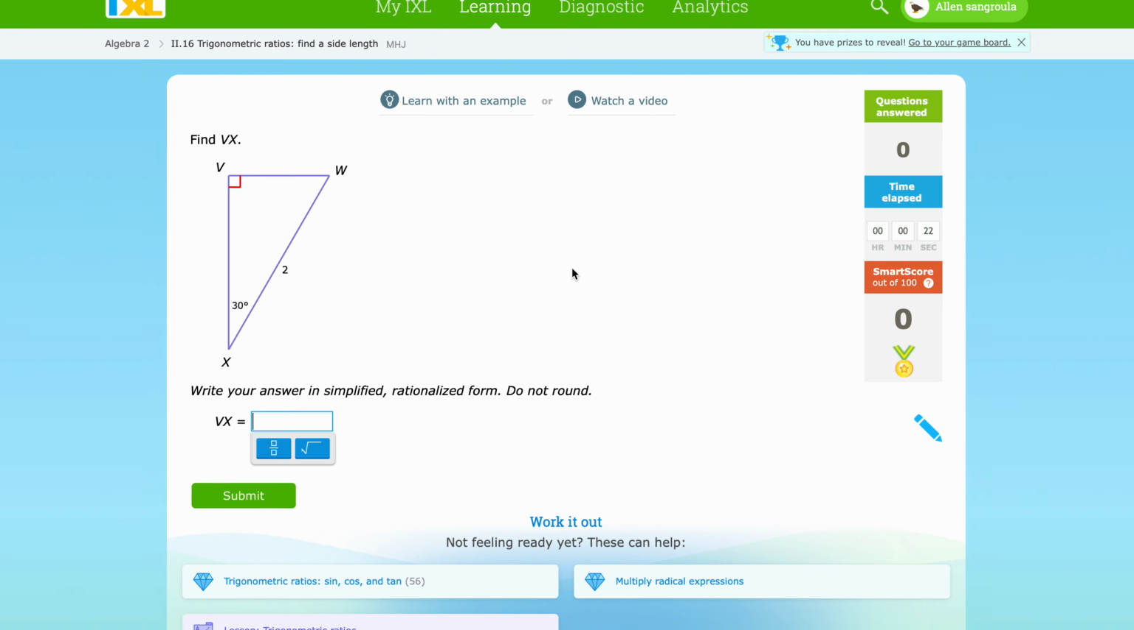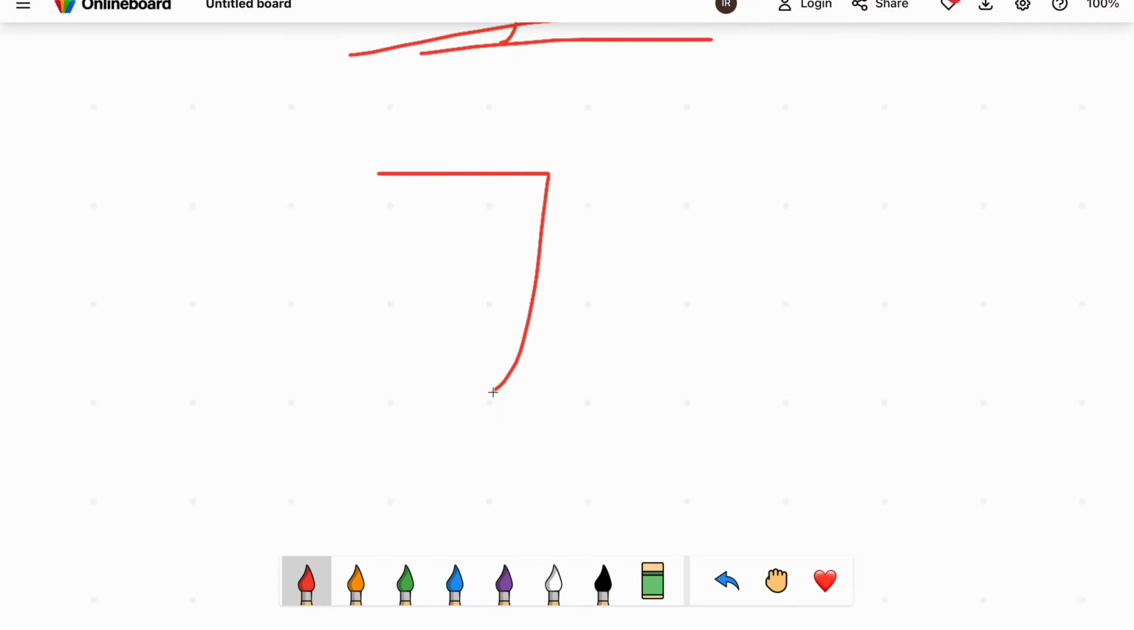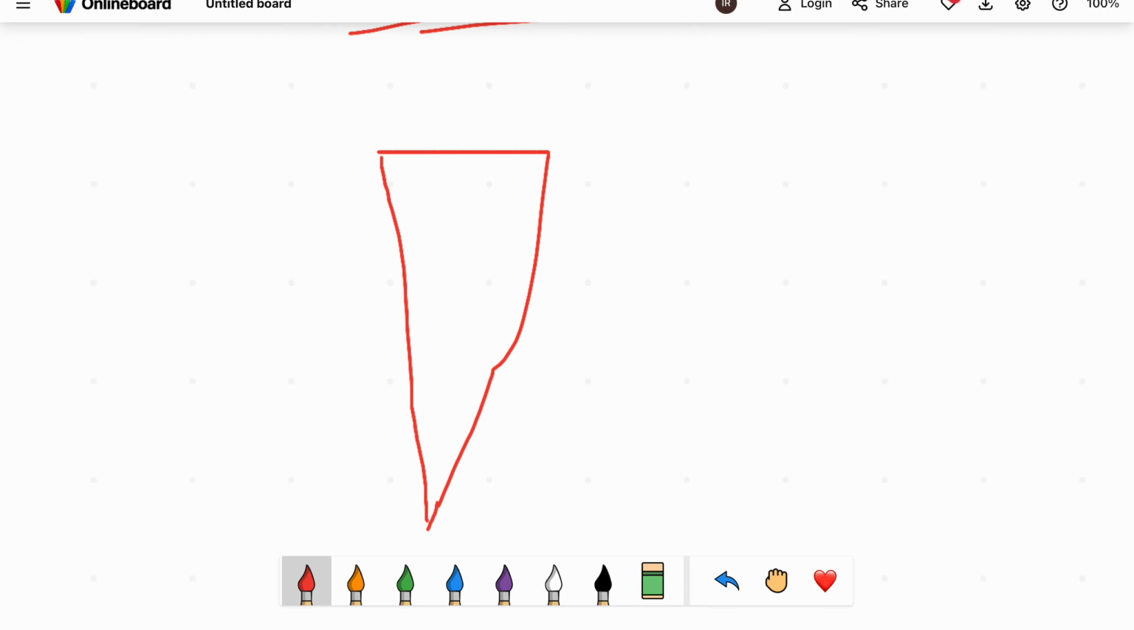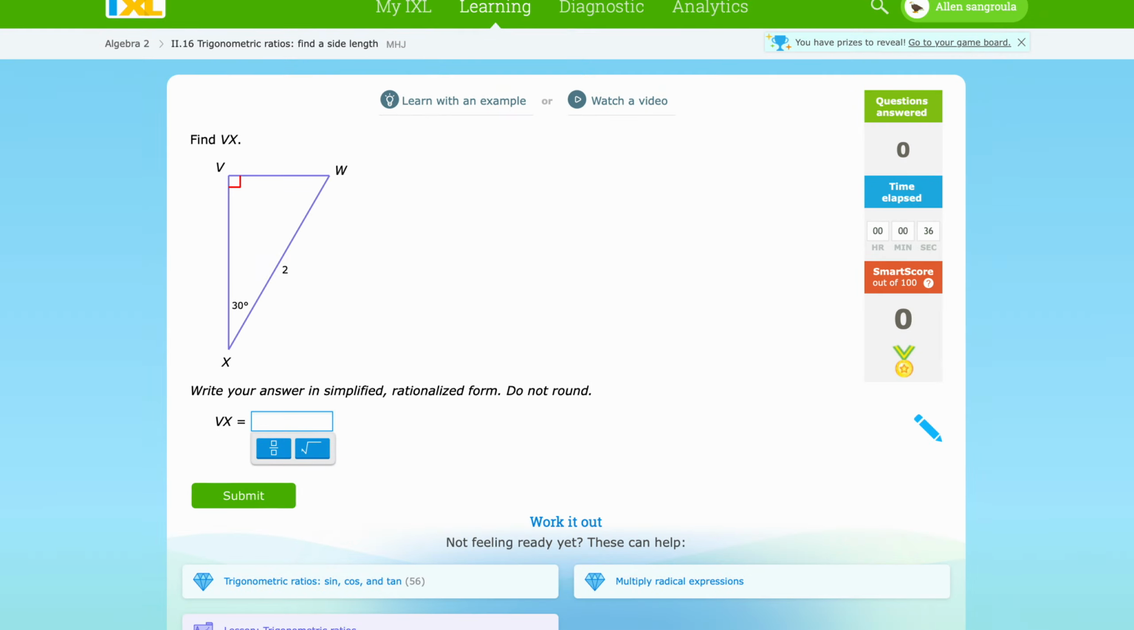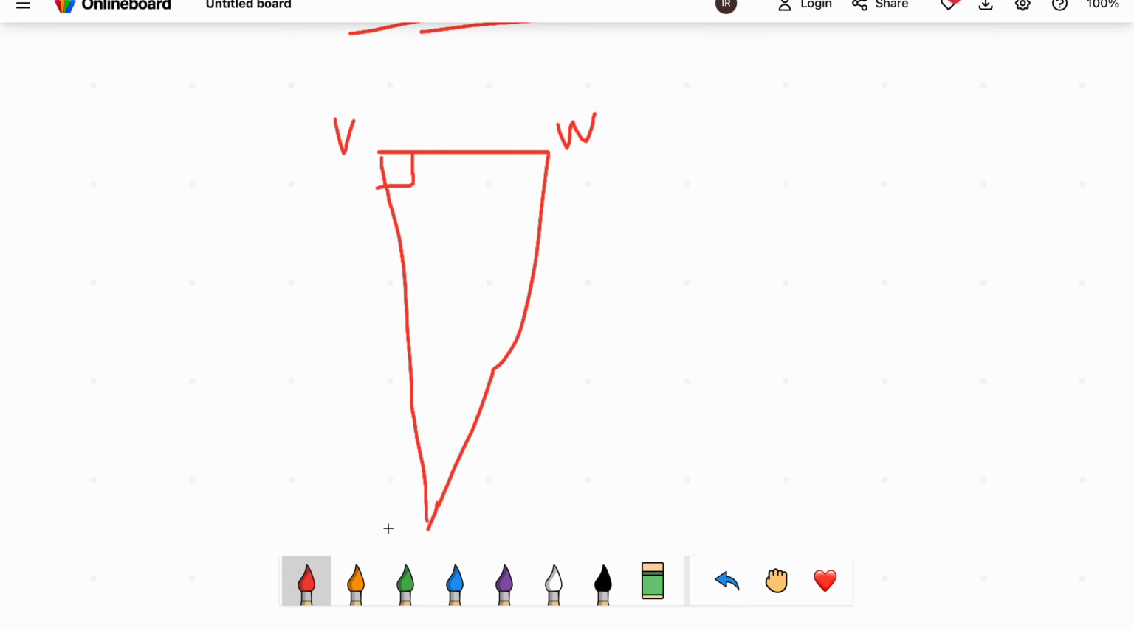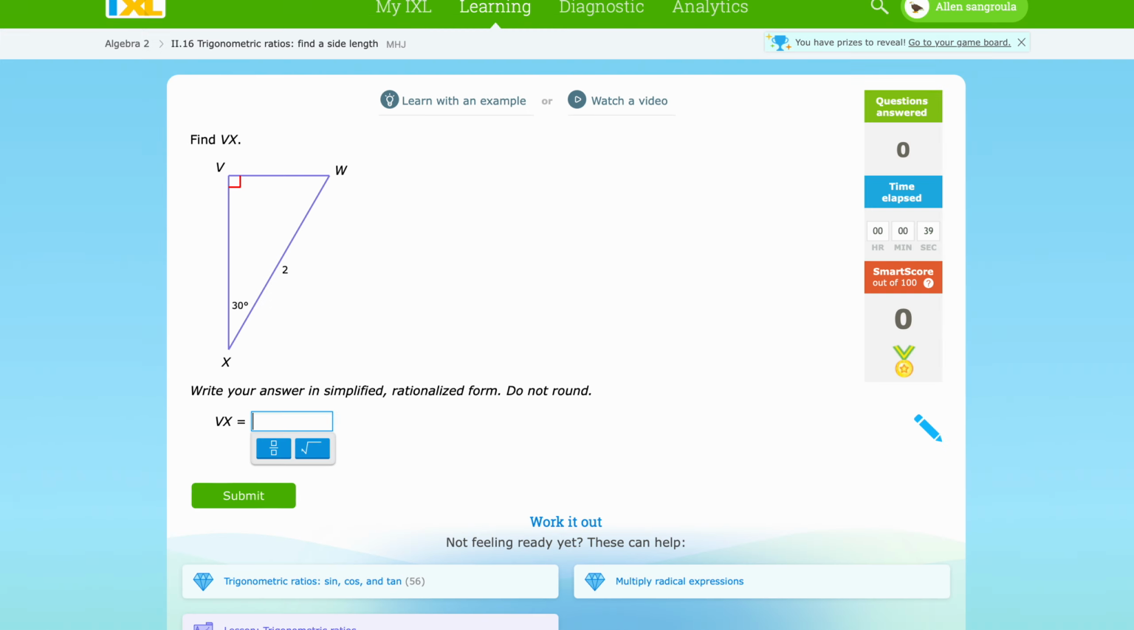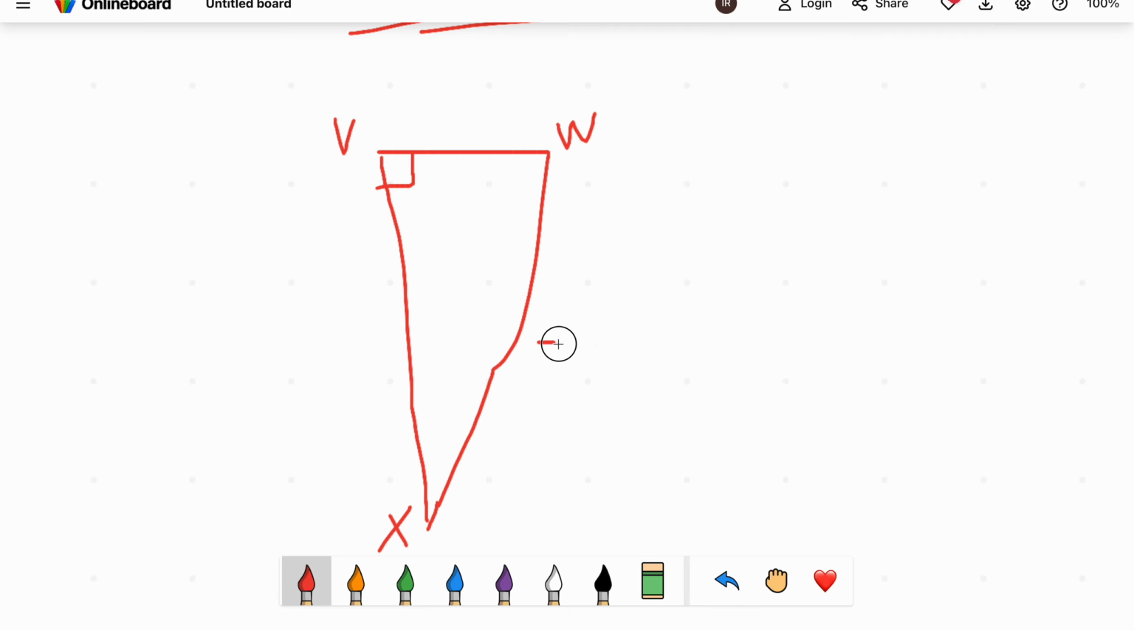So right now in this problem we have to find Vx. So let's actually make a shape, and let's go with it. We have V, we have W and X. Here we have an X. Here one has the side length of 2. We have 30 degrees. And now it says to find Vx, so let's just find Vx.